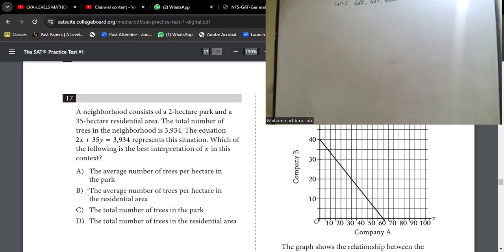C, the total number of trees in the park. That is not correct because they are taking the total of 2x plus 35y, which is equal to 3934. And D, the total number of trees in the residential area. This is not correct because they are talking only about the residential area. So for question 17, only part A is the correct answer.